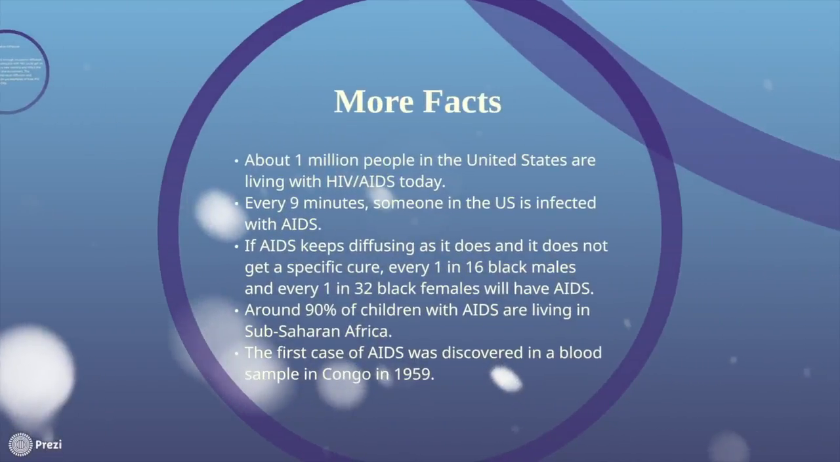More facts. About 1 million people in the United States are living with HIV/AIDS today. Every 9 minutes, someone in the U.S. is infected with AIDS. If AIDS keeps diffusing as it does and does not get a specific cure, every 1 in 16 black males and every 1 in 32 black females will have AIDS. Around 90% of children with AIDS are living in sub-Saharan Africa. The first case of AIDS was discovered in a blood sample in Congo in 1959.